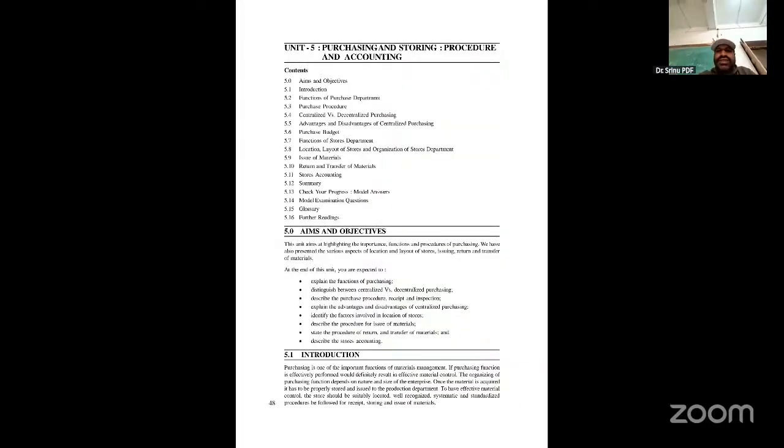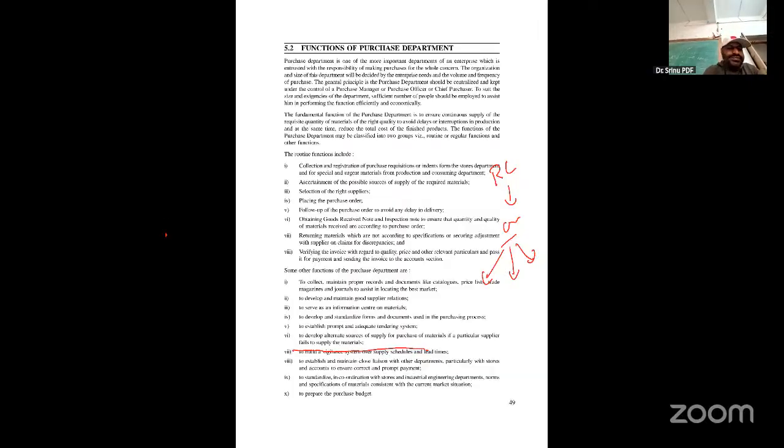Let us discuss. Purchasing and storing talks about the first important function, which is material management. The main purpose of purchasing is material management. So what does material management mean? They receive the orders, according to the orders they purchase, and according to that purchase order, they issue. Is it clear? So what are the functions of the purchase department?